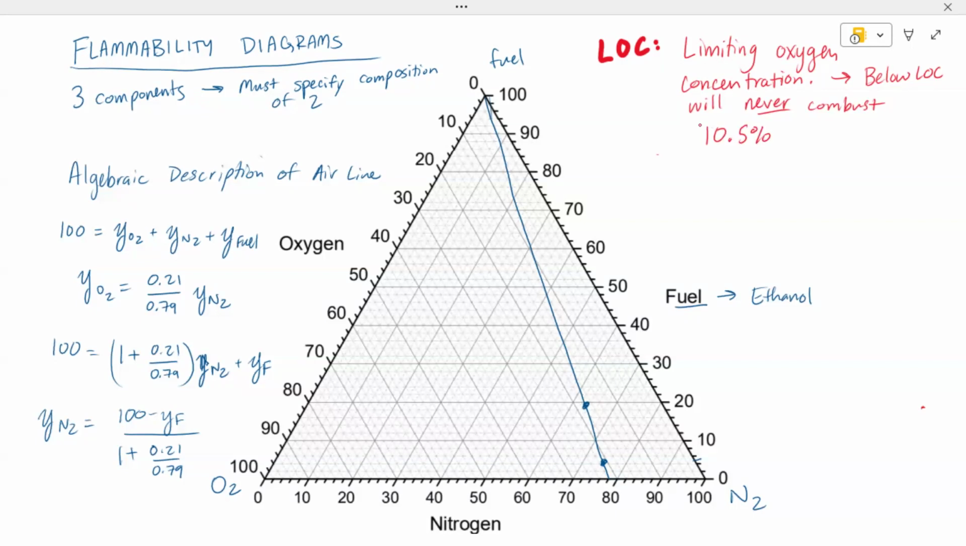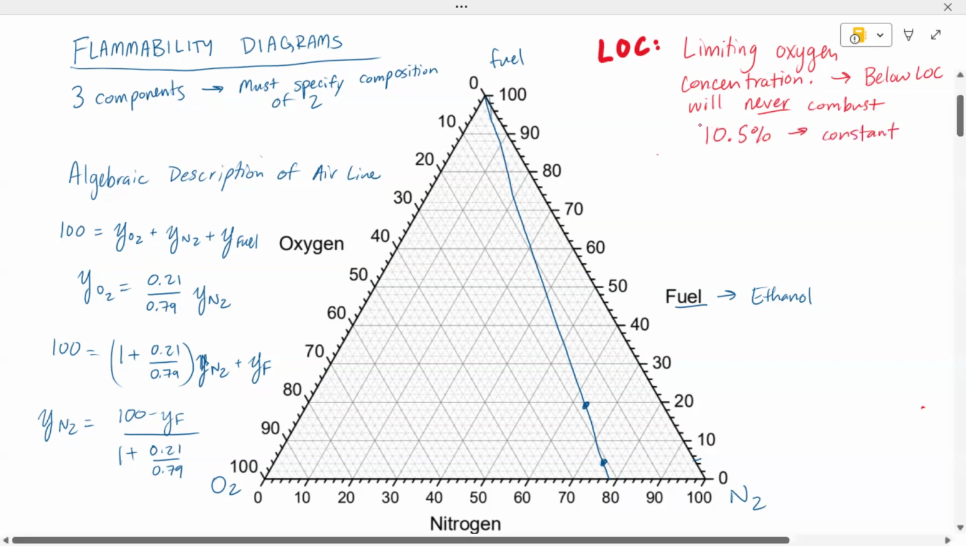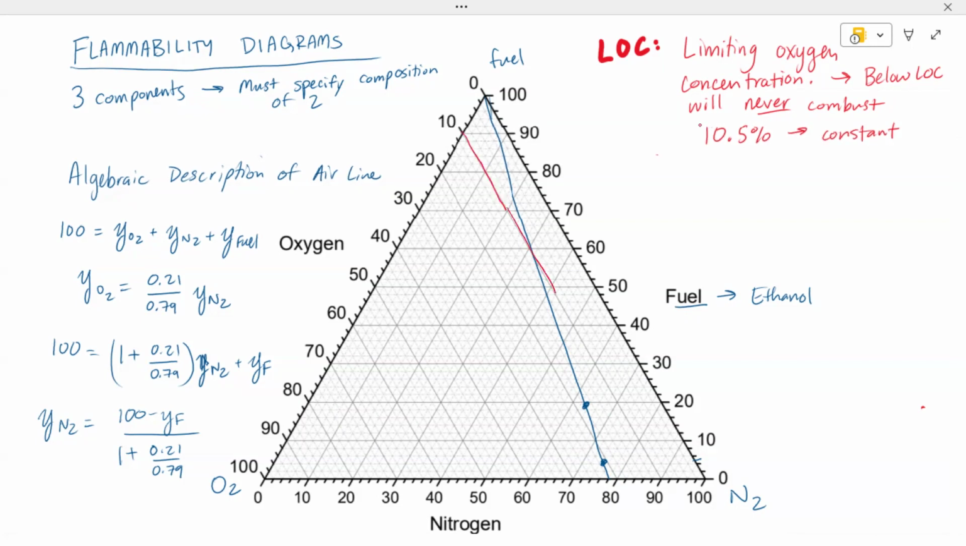So I want to plot this. This is a line of constant oxygen concentration. So keeping it constant, 10.5% oxygen, no matter what the other two components are, is a line that is going to be perpendicular to this axis. So something like this. I'm drawing this more at 10 rather than 10.5, but that's just my bad drawing skills. So I'm just going to follow this line here, and this is my LOC line. Once again, any point on this line is going to have 10.5% oxygen and varying amounts of the other two things, nitrogen and fuel.